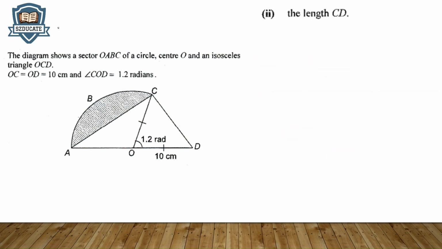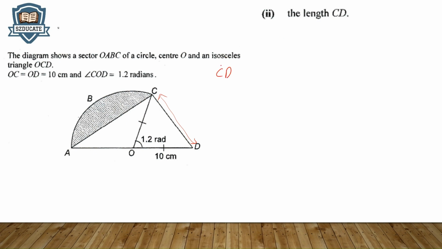Part 2, the length of CD. This one. Now, notice that this is not really radian measure anymore, other than the fact that the angle given is in radian. Can you see that this is more of a, you can use cosine rule to do? In fact, I will use cosine rule to do.